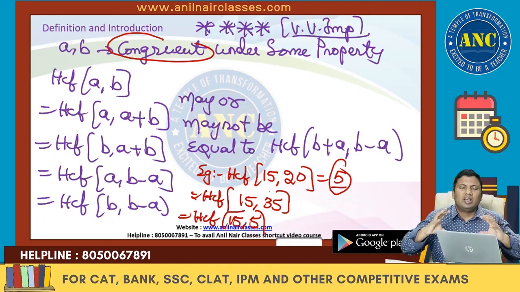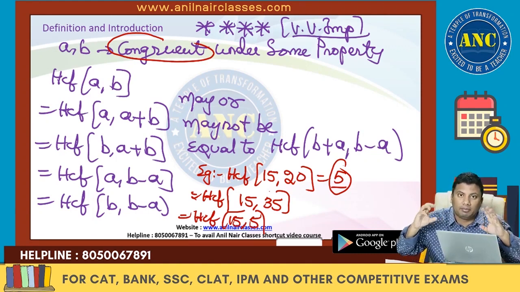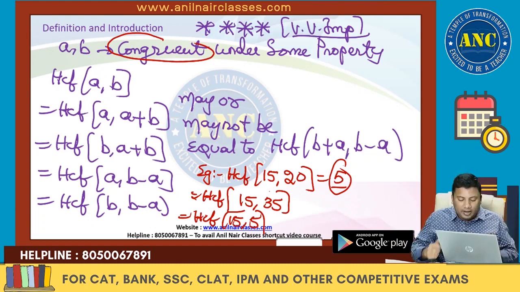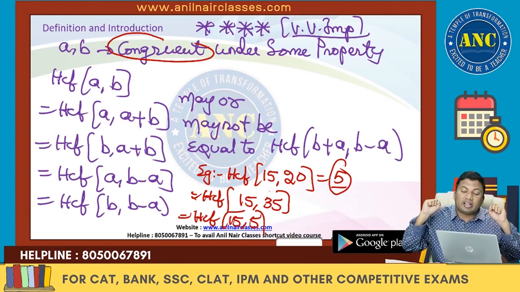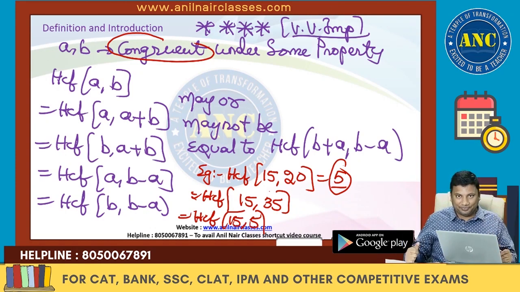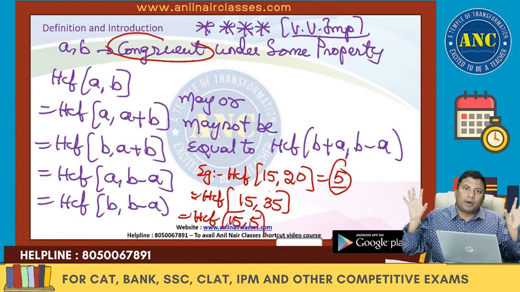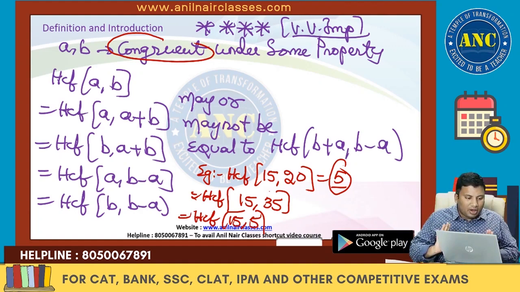In this case, congruency means, as in the previous example, anything where these two numbers satisfy some property. In the previous example, two numbers are co-prime numbers, so A and B are congruent under the co-prime set. In the second example, 15 and 20 are congruent under a set which is multiples of 5. So congruency means they both will behave similarly under some property. I hope it is clear.